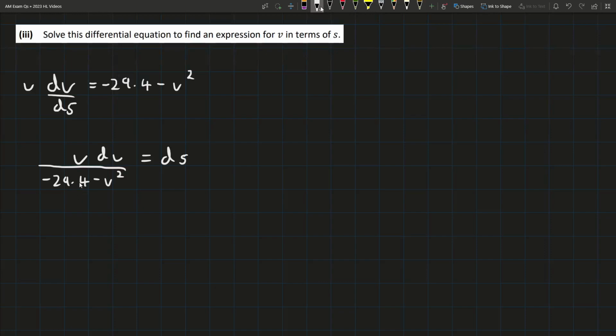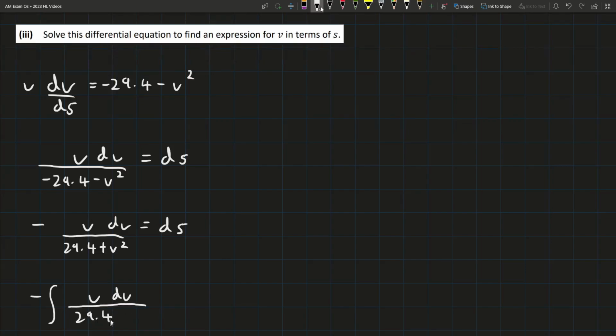Now just to make things a bit simpler, I'm going to take out that negative there, and so I'm going to write it as minus v over 29.4 plus v squared dv equals ds. You don't have to do that, but it just makes the calculations a little bit easier. So now we'll get minus the integral of v dv over 29.4 plus v squared. That's going to be equal to the integral of ds.